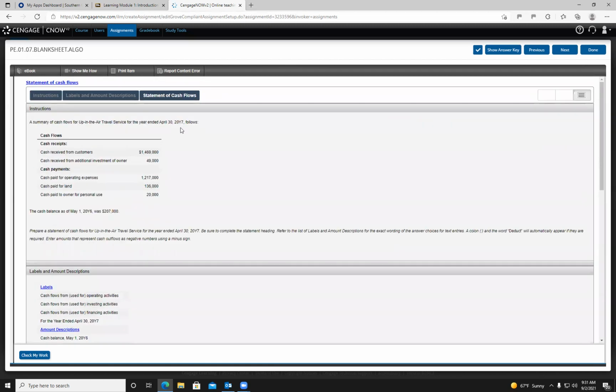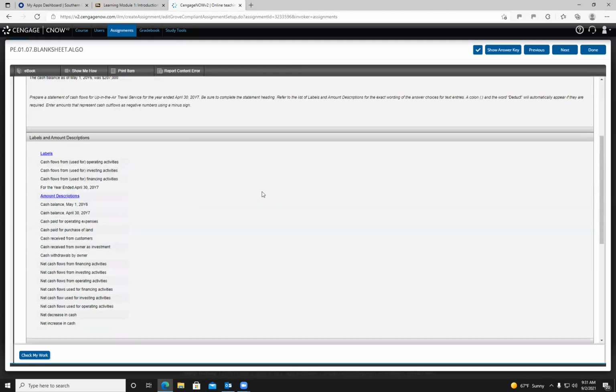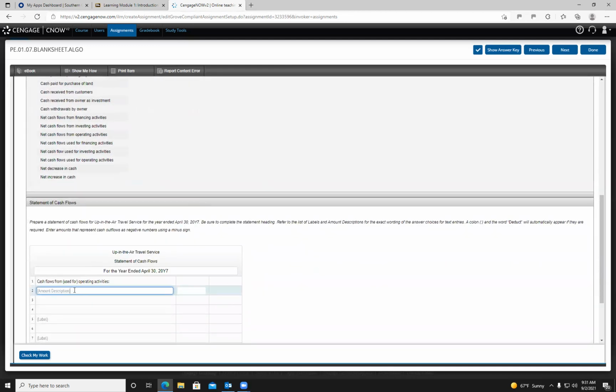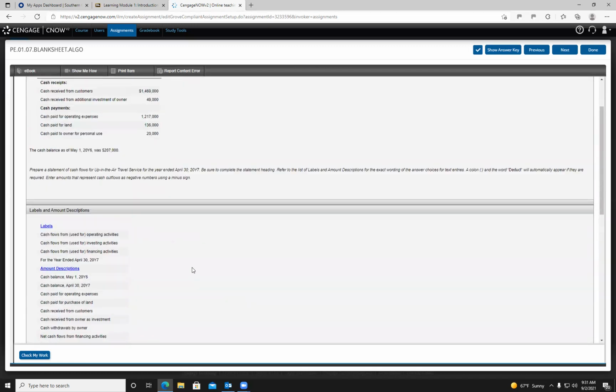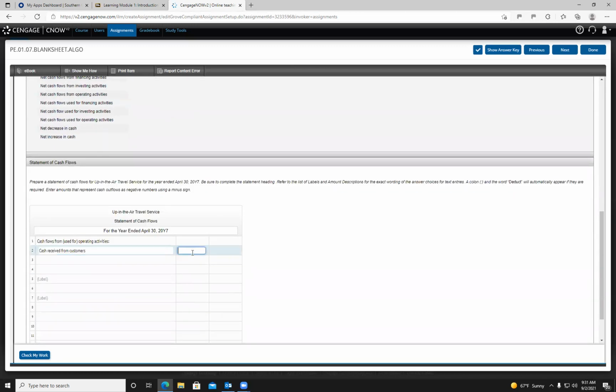So we come up here, cash received from customers. So that's definitely from operating activities, and that is an inflow of cash. So we're going to start with this one, and that is cash that we received from customers, and it was for 1,469,000. So we'll plug that in right here. All right.